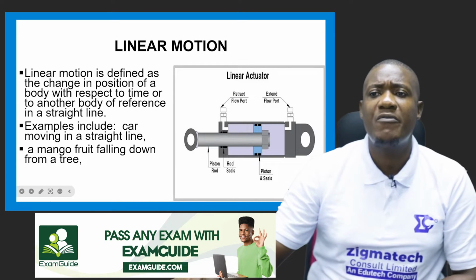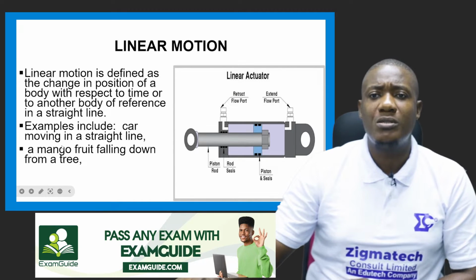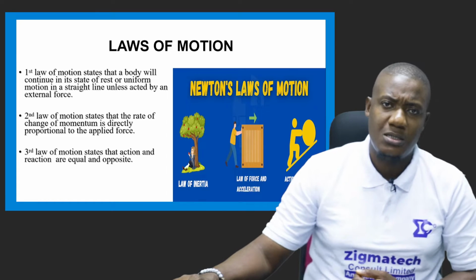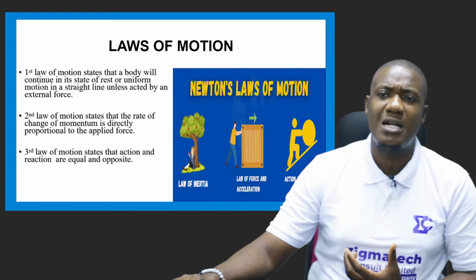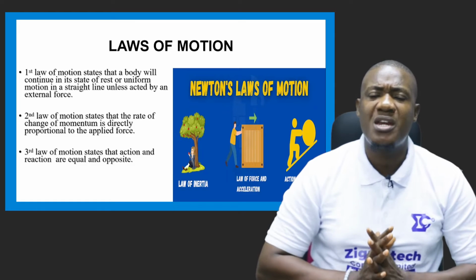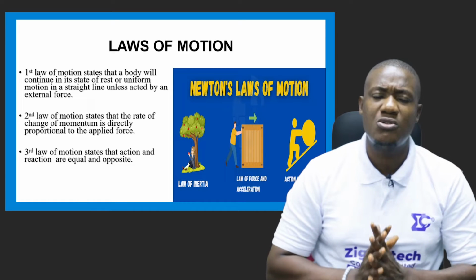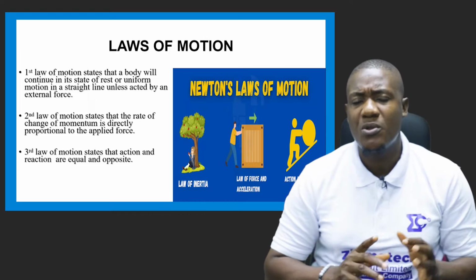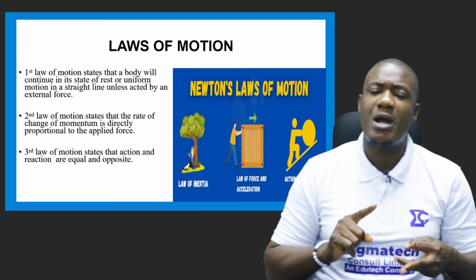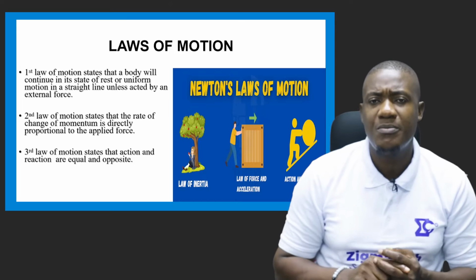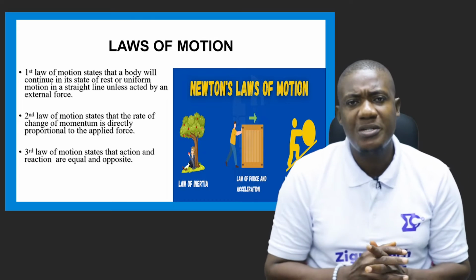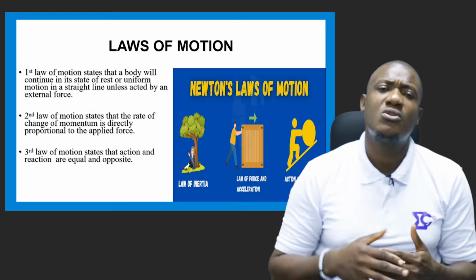Okay, so we have Newton's laws that govern motion. We have 3 laws. Newton's laws of motion, there are 3 of them. We have the first law of motion, we have the second law of motion, we have the third law of motion, all right?